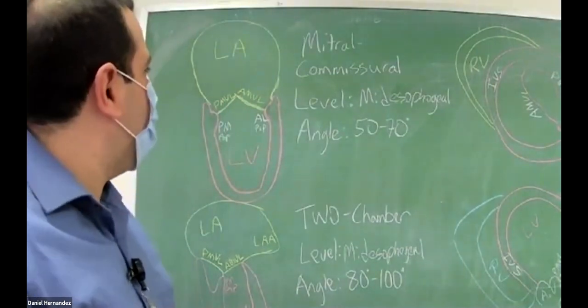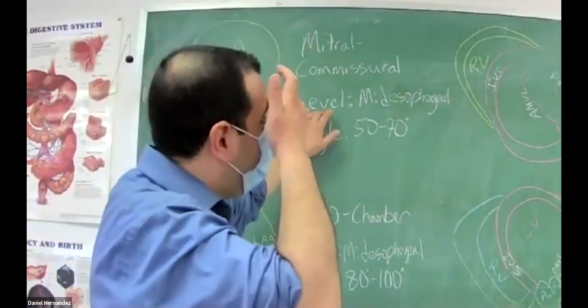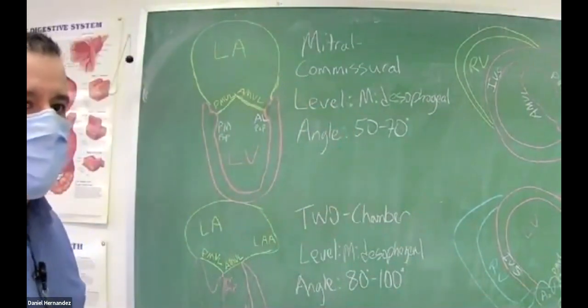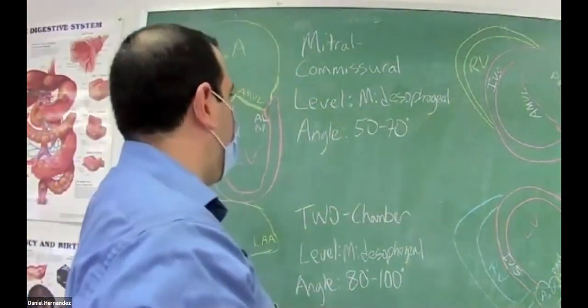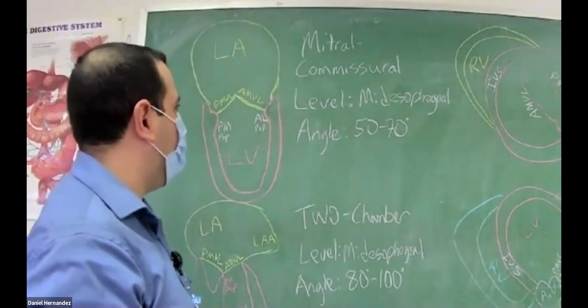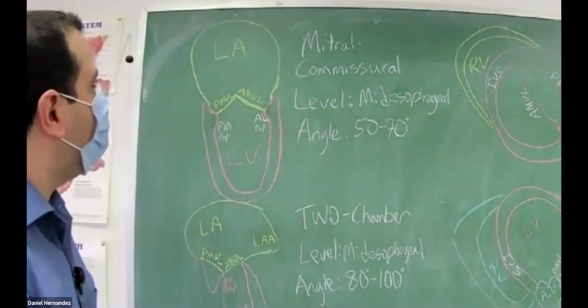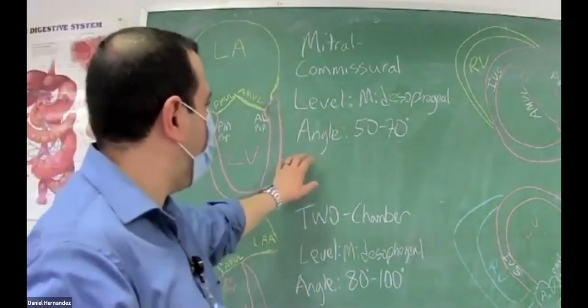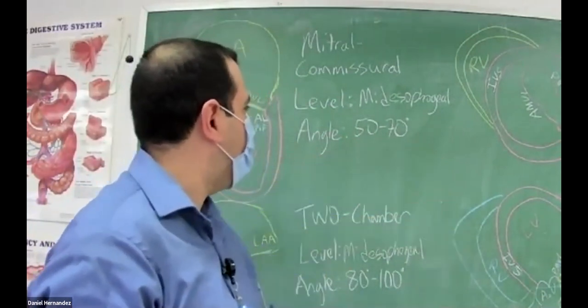This is also one of our mid-esophageal views. A fairly large percentage of our views are going to come from that mid-esophageal level. For the mitral commissural view, the angle is between 50 and 70 degrees.